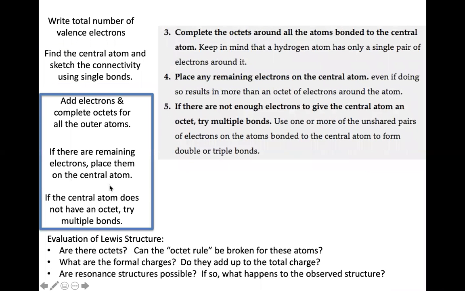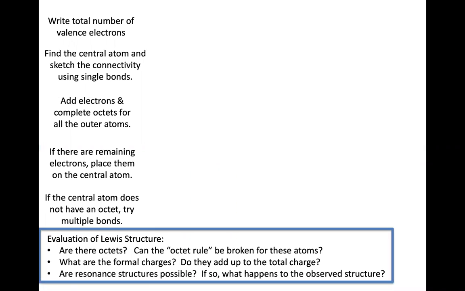We're going to make a sketch where we're going to draw single bonds initially. We're going to complete the octets around the exterior atoms. And then we're going to see what it means to complete the octet around the center one. And we might have to shift the electrons around to make that happen. And then we can evaluate it.